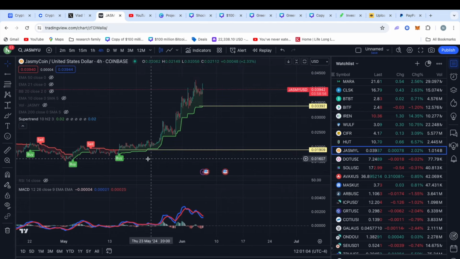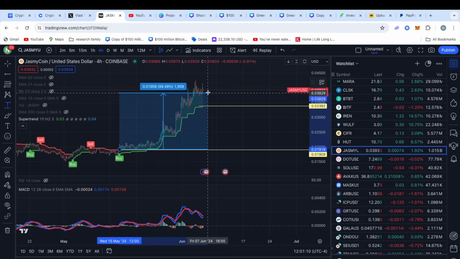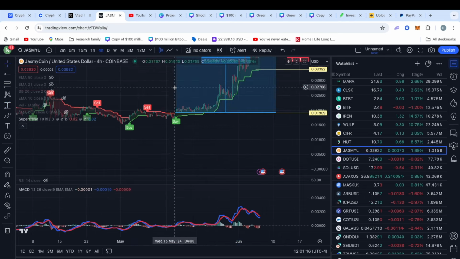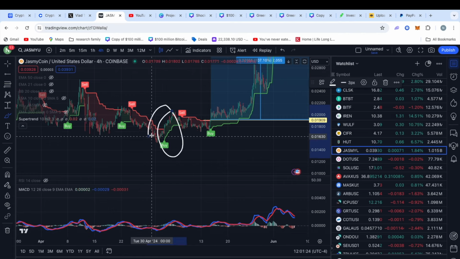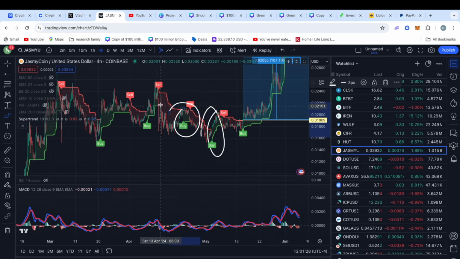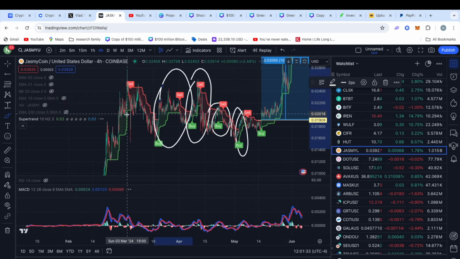And if you would have traded this super trend confirmation, let me show you what you would have done. You would have captured a 100% move. This is not a perfect indicator. You are going to get a bunch of fake outs, just like any other indicator. So for example, this was not a really good move. This was not a really good move.